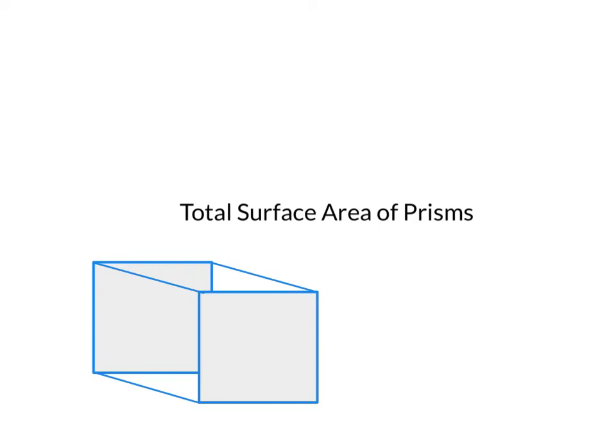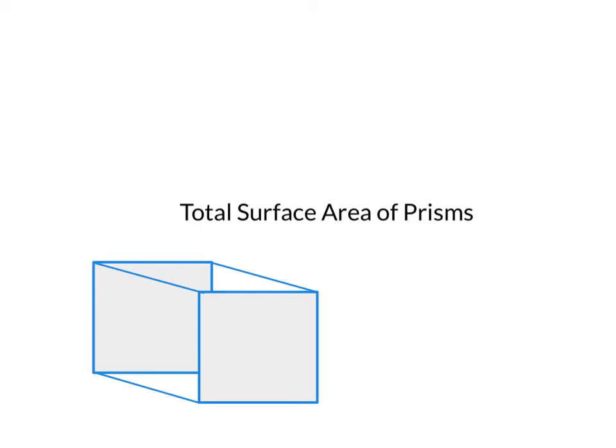In this video, we're going to have a look at two examples of how you can find the total surface area of prisms. So we'll have a look at an example of a rectangular prism, so that's just a prism with rectangles on both sides, and then a triangular prism, so a prism that has triangles on both ends.